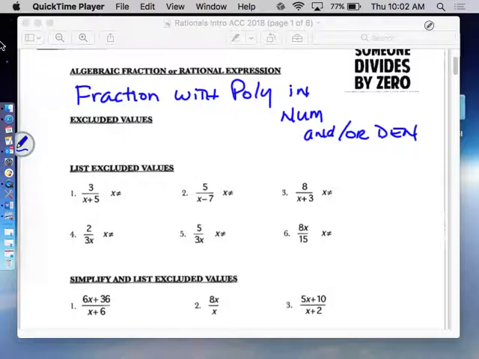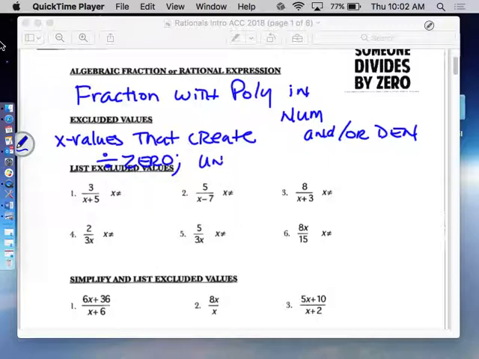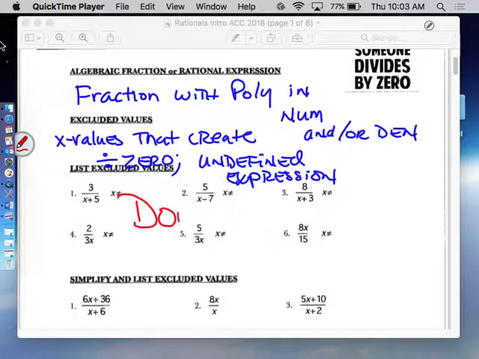Excluded values are x values that would cause division by zero. And division by zero would make the expression undefined. So it would create an undefined expression if you have zero in the denominator. So excluded values are sometimes called domain restrictions.